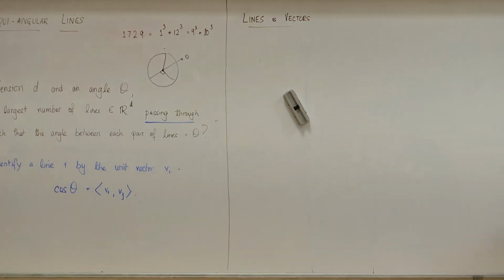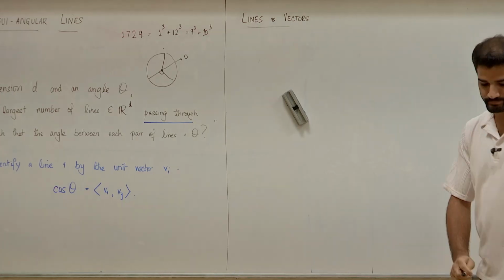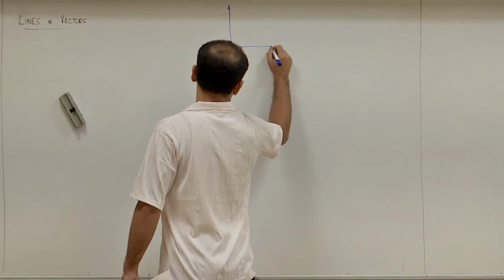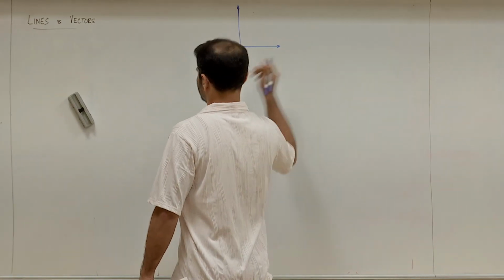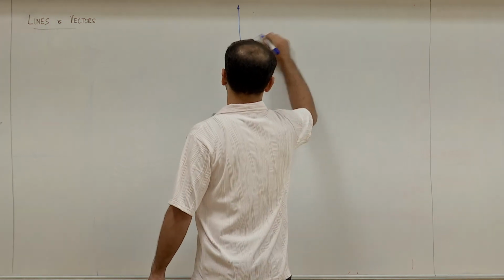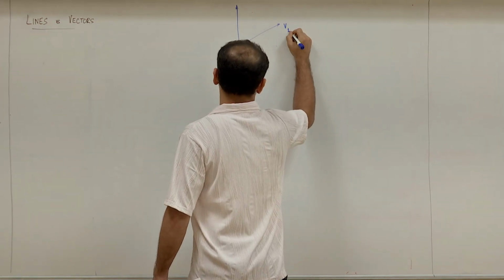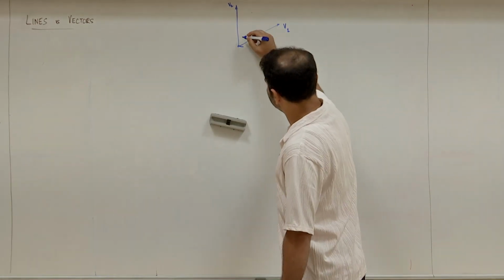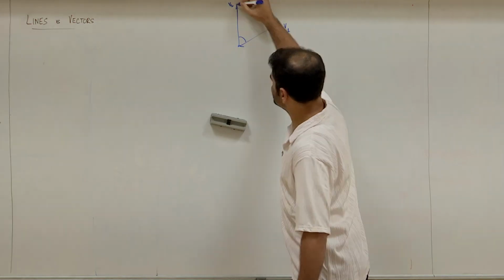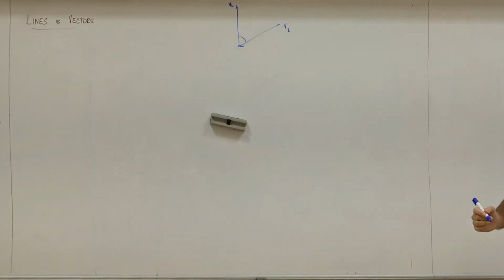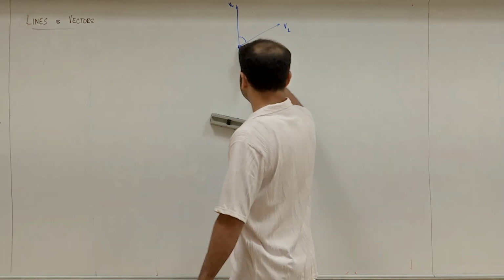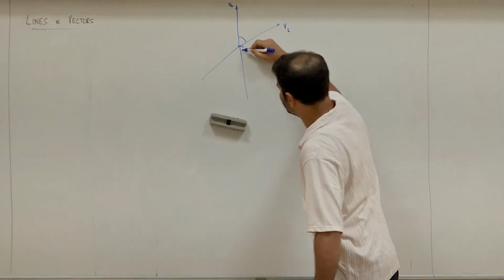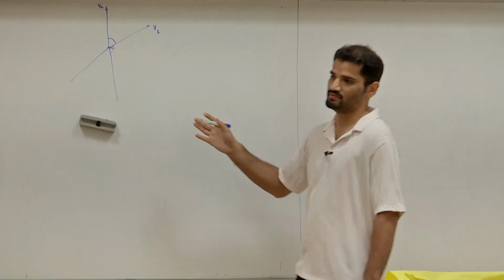lines versus vectors. So what happens is, if I have the origin somewhere here and I have these two vectors, let's say this is V1 and this is V2, then treating them as vectors, it gives me an angle which is just the angle of V1 minus V2. But to treat them as lines, I actually get two angles. So I have this angle and I also have this other angle. So it's either V1 minus V2 or V1 plus V2.